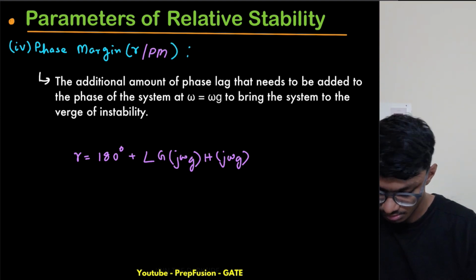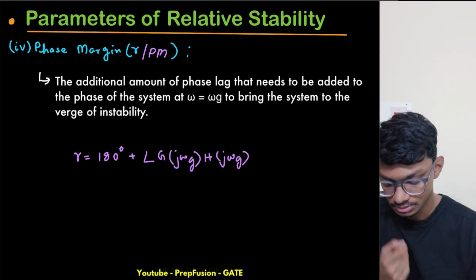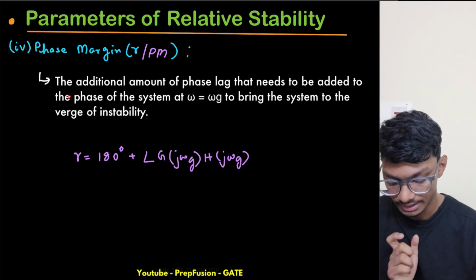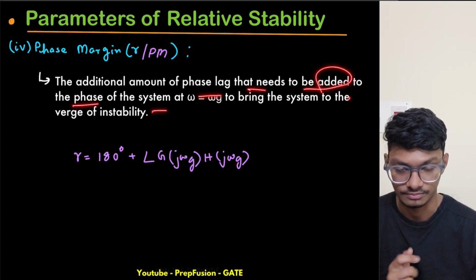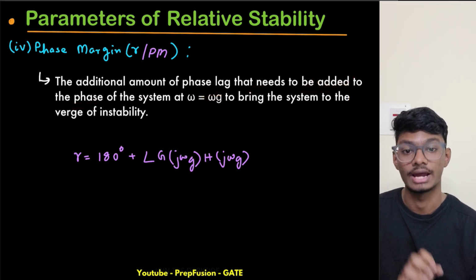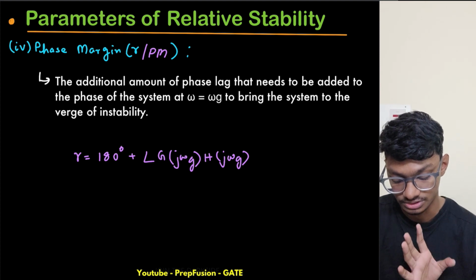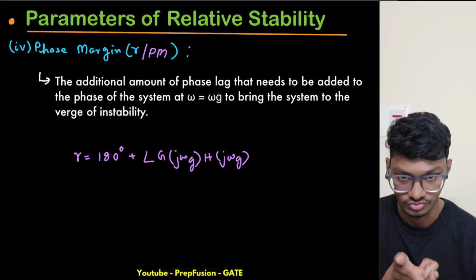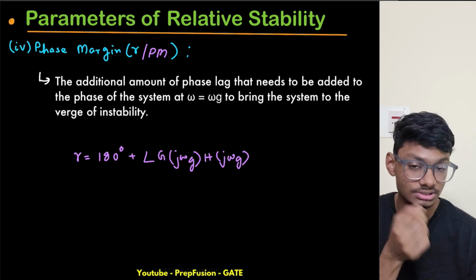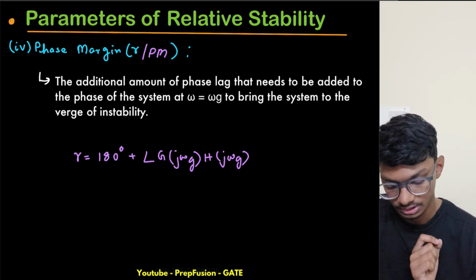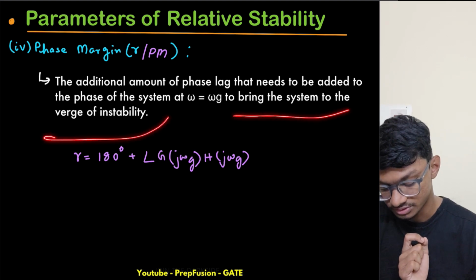Okay, PM itself. So what does my phase margin mean? Phase margin means the additional amount of phase lag that needs to be added to the phase of the system at omega equals gain crossover frequency. So at gain crossover frequency, what happens? My gain is 1. Okay, but my phase is something else, to bring the system to the verge of instability.